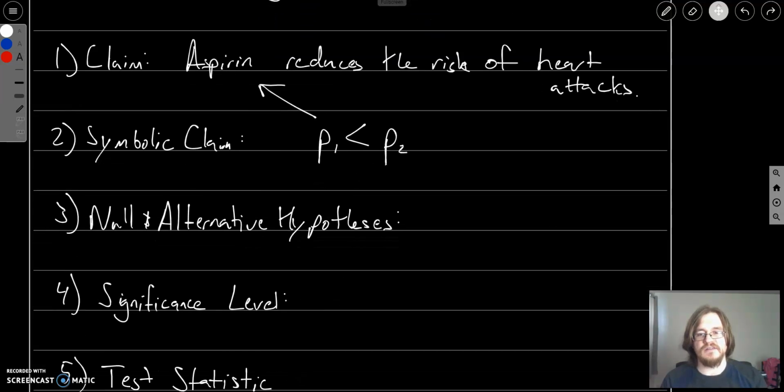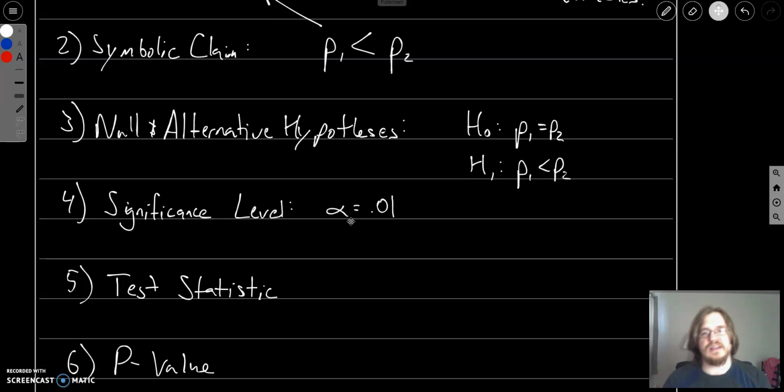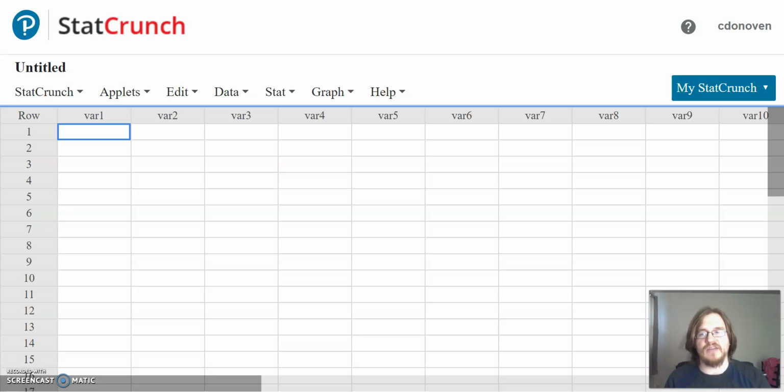The null and alternative hypotheses. So again, the null hypothesis is going to be that P1 is equal to P2, null hypothesis being when those are equal. And the alternative hypothesis, we will use this when P1 is less than P2. So our significance level was 0.01, and now we need to find our test statistic. And again, this is a pretty complicated formula, so we're just going to use StatCrunch.